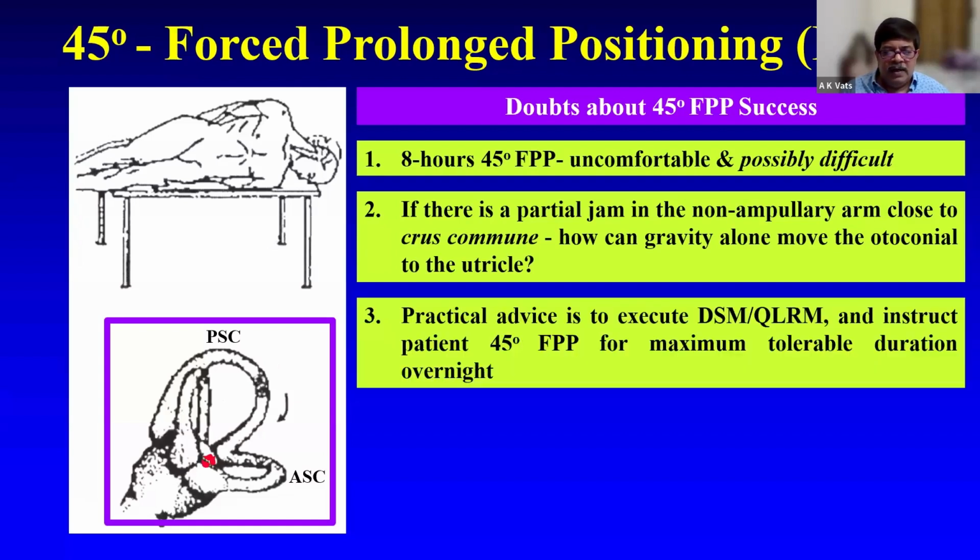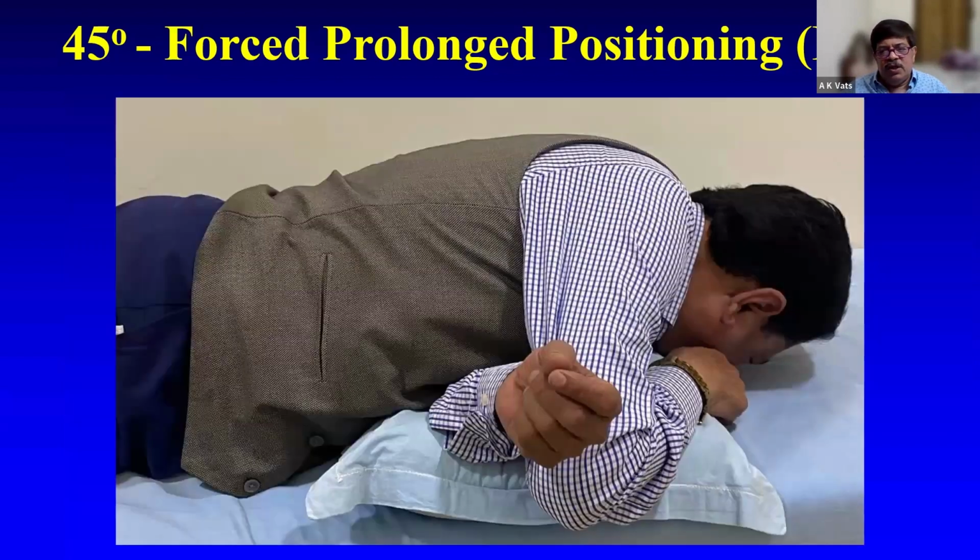The third is practical advice: execute either the demi-Semont maneuver or the quick liberatory rotation maneuver, and instruct the patient to do 45-degree FPP for the maximum tolerable duration overnight, and review the patient the coming morning. Those patients who are not fit at all for the first 2 maneuvers, that is the demi-Semont and QLRM, may be given this choice. This is the position in which you are supposed to lie during the FPP for 8 hours.